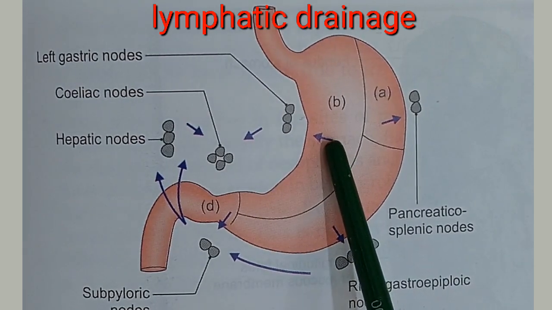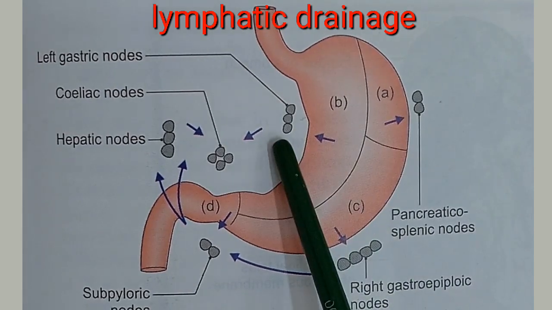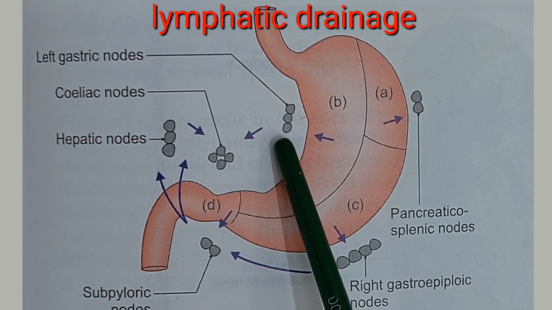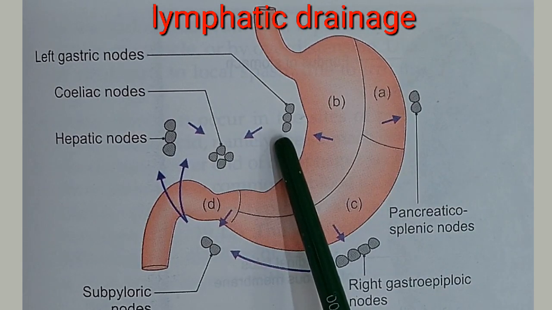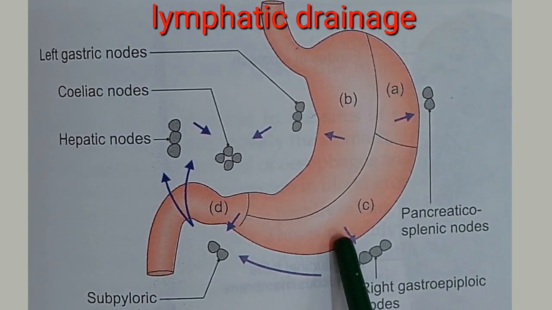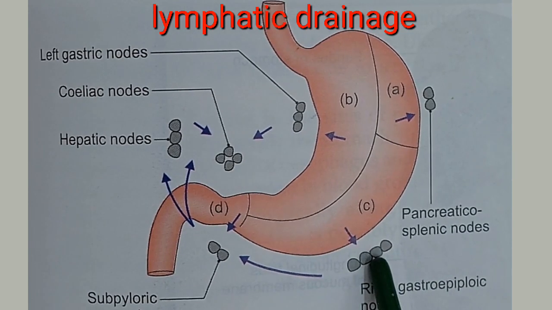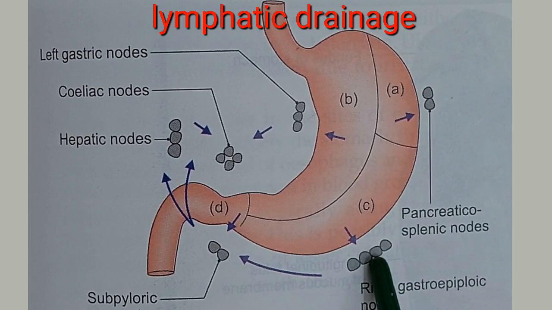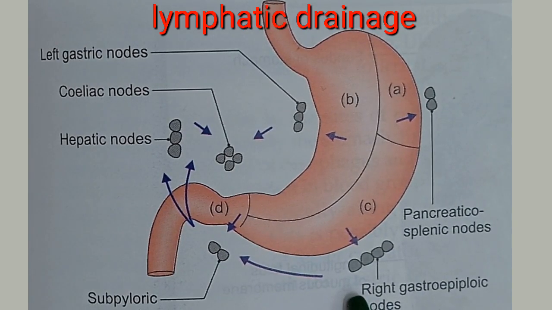From area B, which includes the right 2/3 of the stomach, it drains into the left gastric node, which lies along the left gastric artery. Next, from area C, which includes the lower part of the left 1/3, lymphatics drain into the right gastroepiploic lymph node that lies along the right gastroepiploic vessels.